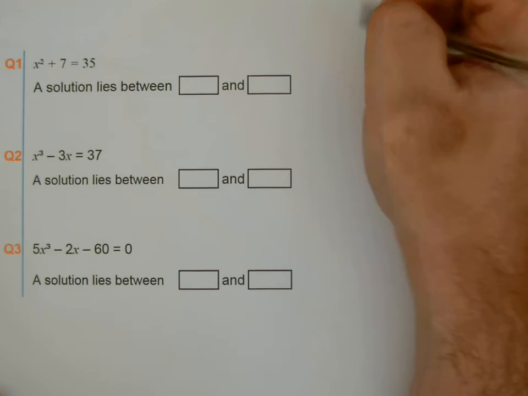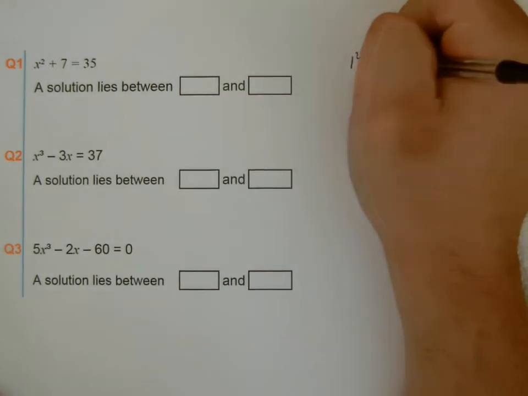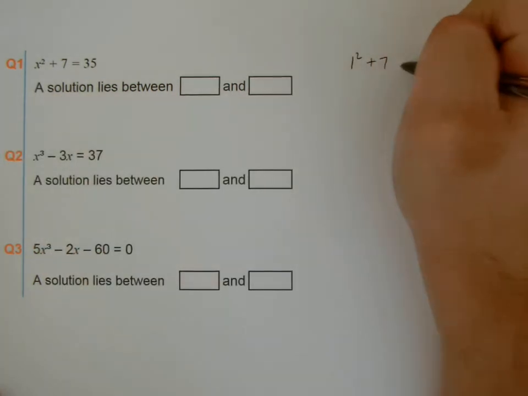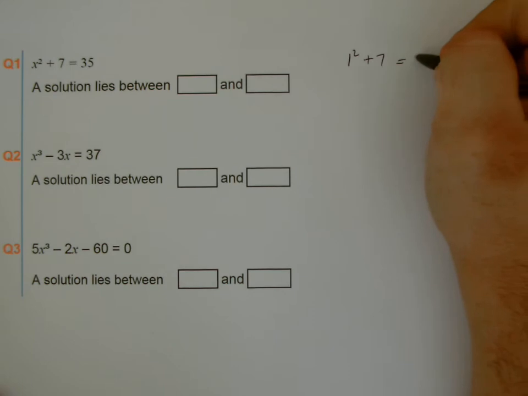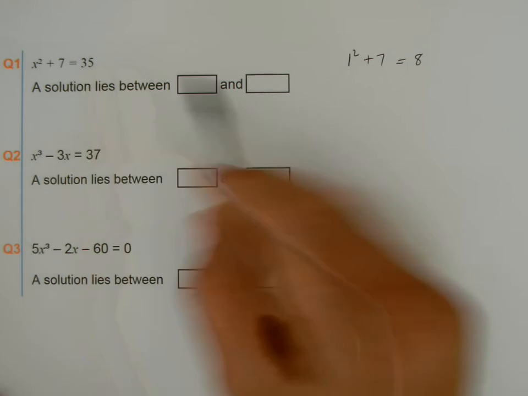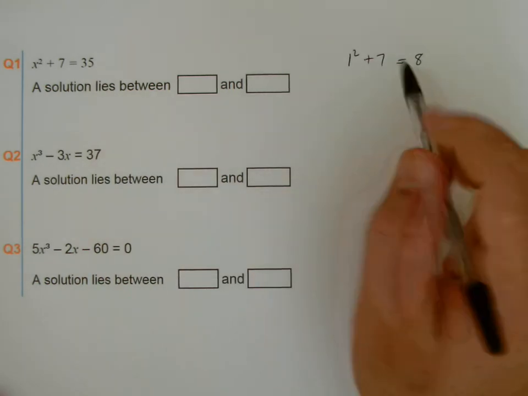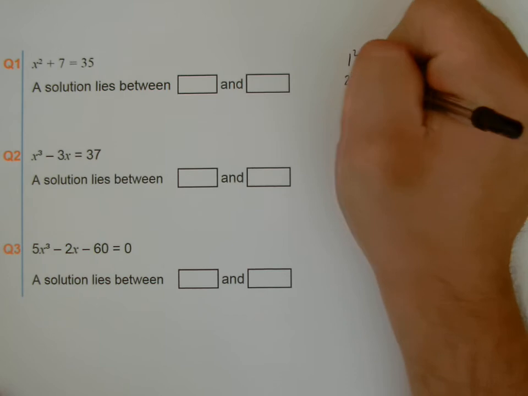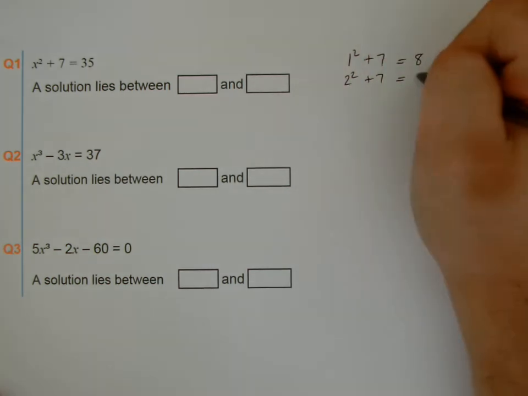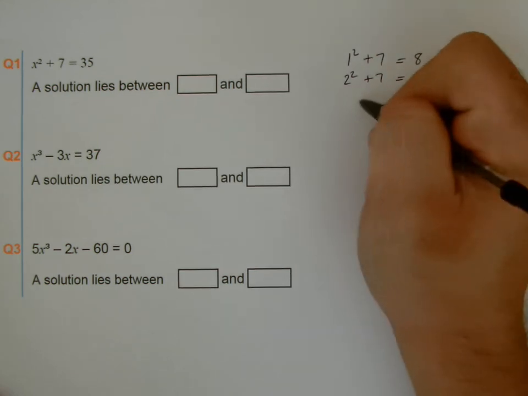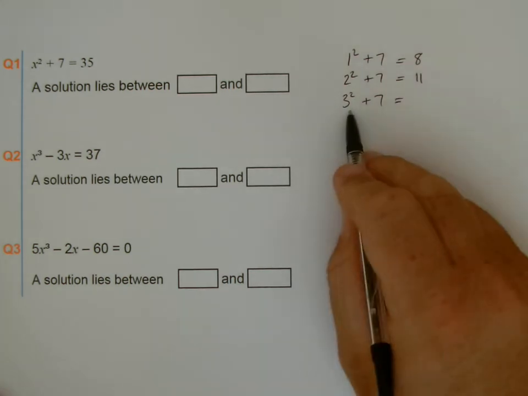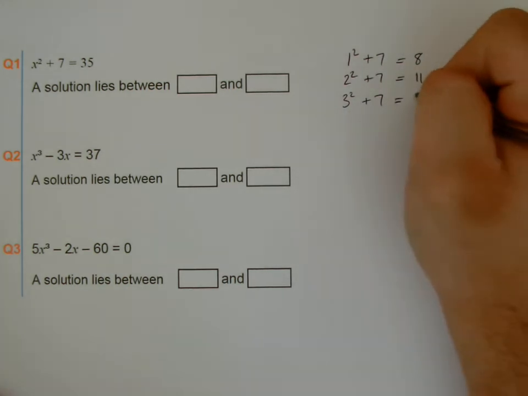Let's try x to be 1. If I do 1 squared, because we'll be squaring it, plus 7, you can work that out in your head or use a calculator and you get 8. We wanted 35, and that comes out to be 8. Let's try 2 squared then. 2 squared is 4 plus 7 is 11. Let's try 3 then. 3 squared is 9 plus 7 is 16.